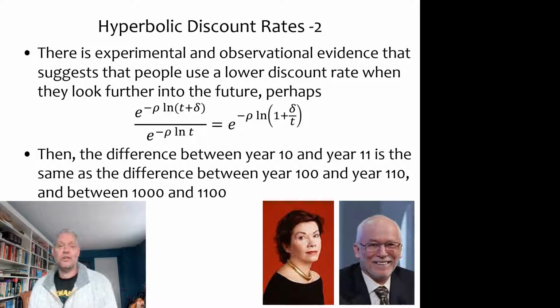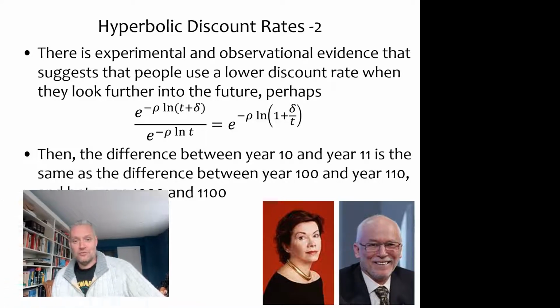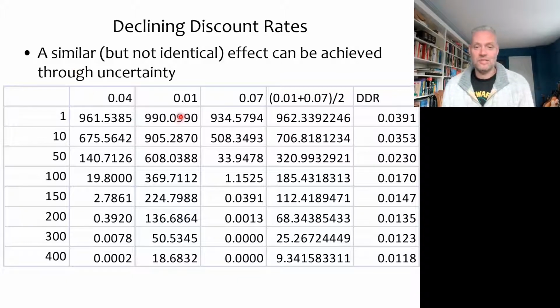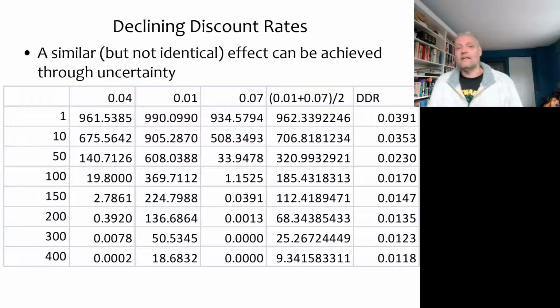Now there's an alternative way of finding the same result. Or rather, there are two alternative ways. Let's look at the first. Let's assume that there are two people and that they disagree about what the discount rate should be. One says the discount rate should be 1% per year, and the other says the discount rate should be 7% per year. And let's look at the present value of a payoff of €1,000.